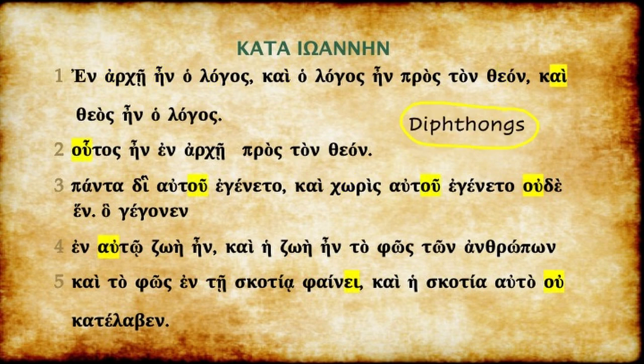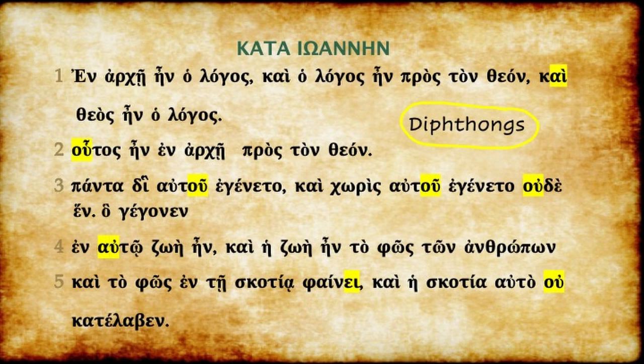If 2 vowels stay together and the second vowel is iota or upsilon, very necessary to remember, they will be called a diphthong. It's pronounced as one sound. In the Greek language we have 8 diphthongs, 4 formed with iota and 4 formed with upsilon as the second vowel. In this text you can find a number of them.